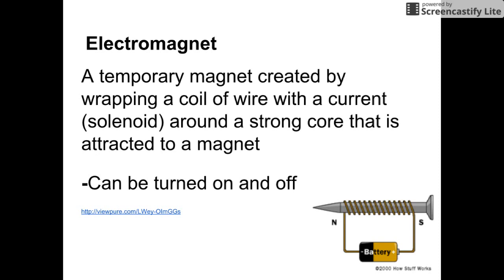Now, an electromagnet is temporary, meaning it can be turned on and off. We create this by wrapping wire around some type of strong core. Usually this is going to be something that has iron in it. The core has to be something that is attracted to a magnet.